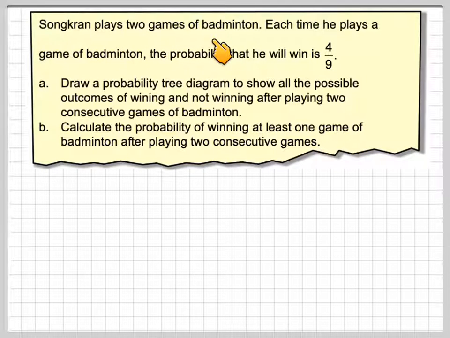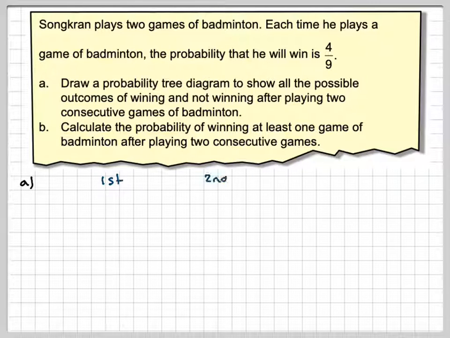Songkran plays 2 games of badminton. Each time he plays a game of badminton, the probability to win is 4/9. Draw a probability tree diagram to show all the possible outcomes of winning and not winning after playing 2 consecutive games of badminton. Calculate the probability of winning at least 1 game of badminton after playing 2 consecutive games.